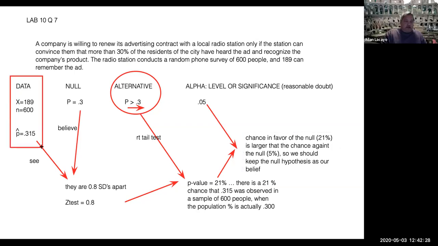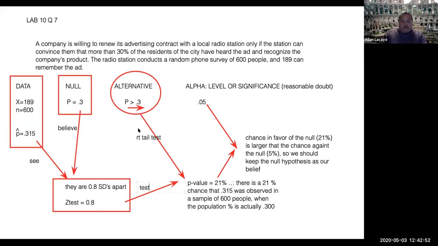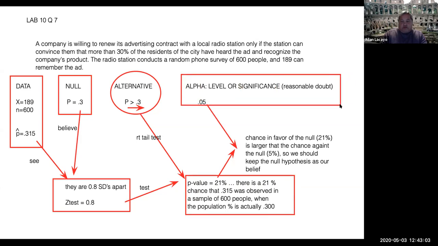We have data, which is what we see. We have the null, which is what we believe. We compare what we see to what we believe, and when we compare what we see to what we believe, we get the test statistic. And when we combine the test statistic with the where the test is challenging the null hypothesis, we get the p-value. And then we last compare the p-value to the level of reasonable doubt in our model to get our conclusion.